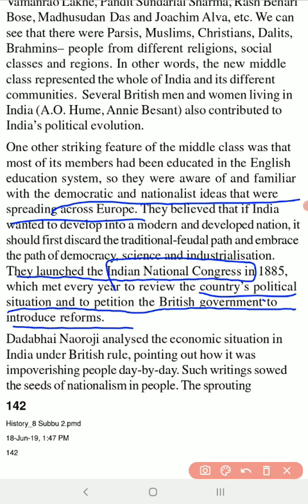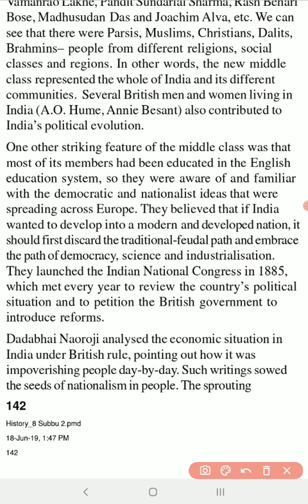First, this particular Congress, the Indian National Congress, was established to request the British government to introduce reforms. Dadabhai Naoroji analyzed the economic situation in India under British rule, pointing out how it was impoverishing people day by day. There is a growing discrimination among the people. The rich become richer and the poor become poorer.